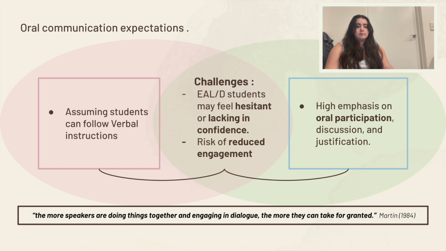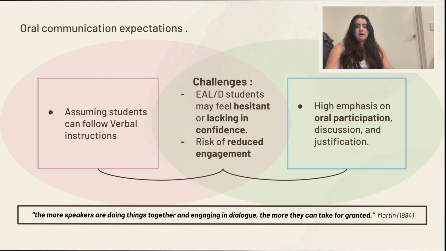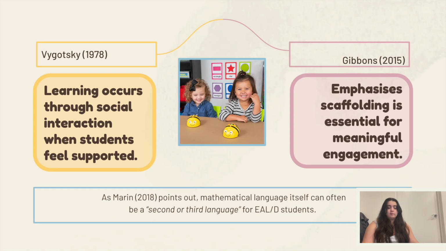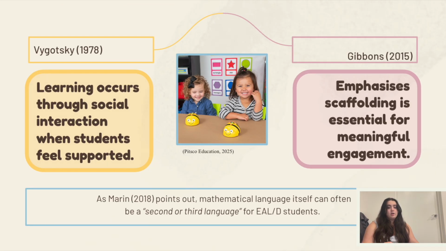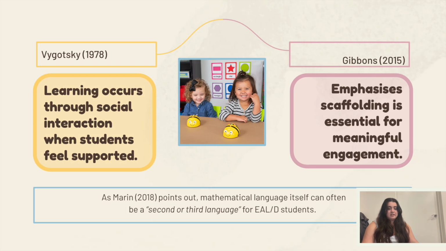A reduced engagement could come about as those with limited English proficiency may feel hesitant or lack the confidence to contribute. As Martin suggests, the more speakers are doing things together and engaging in dialogue, the more they can take for granted. However, for ELD students to fully benefit from this kind of social interaction, they must first feel confident and competent in completing the task. Gibbons reminds us that meaningful peer interaction, as supported by Vygotsky's zone of proximal development, as aforementioned, only facilitates learning when the learner is actively engaged and supported to express their ideas.